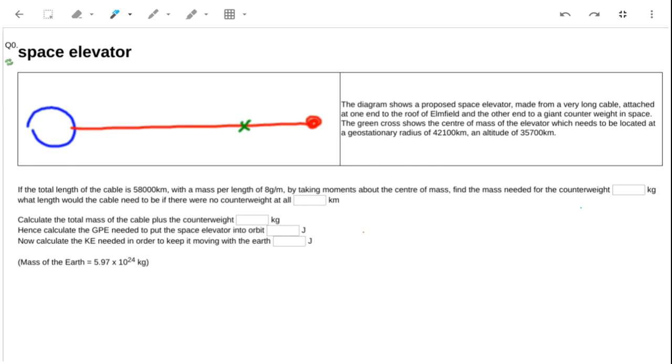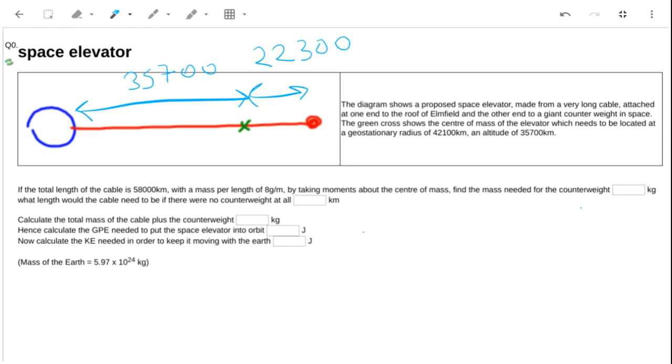Anyway, the first bit says the total length is 58,000 kilometers. The geostationary radius is 42,100 kilometers with an altitude of 35,700. So this bit here is 35,700. And this bit sticking out of the end here is the difference, 58,000 minus 35,700, which is 22,300.